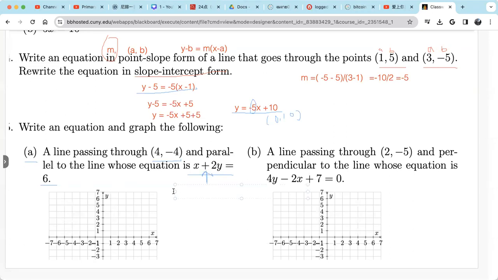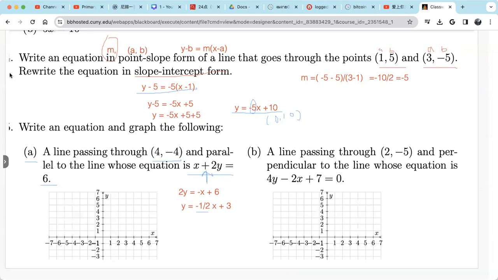So how do we get slope from this given one? So we move x to the other side. We have 2y equals negative x, then plus 6. Now we want to get a 1y. We divide by 2 on both sides. So we get negative half of x plus 3. So this one gives us the slope equals negative half.